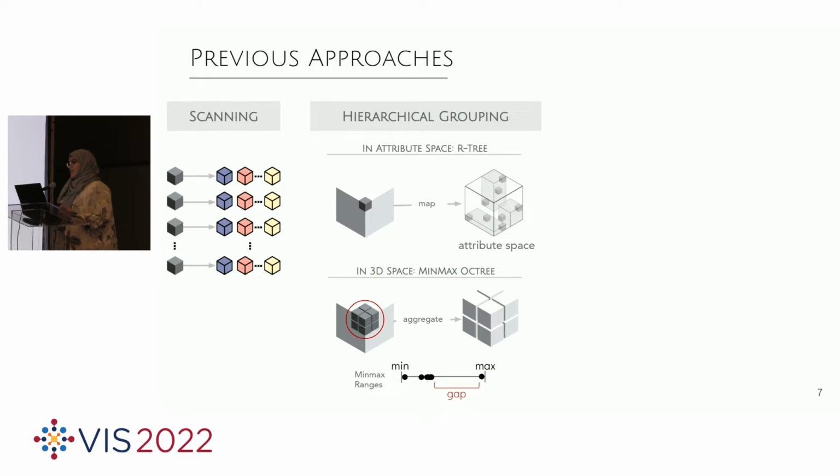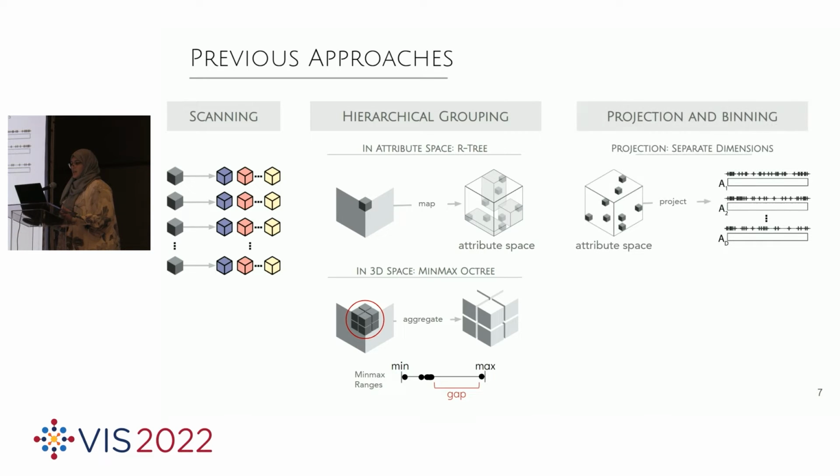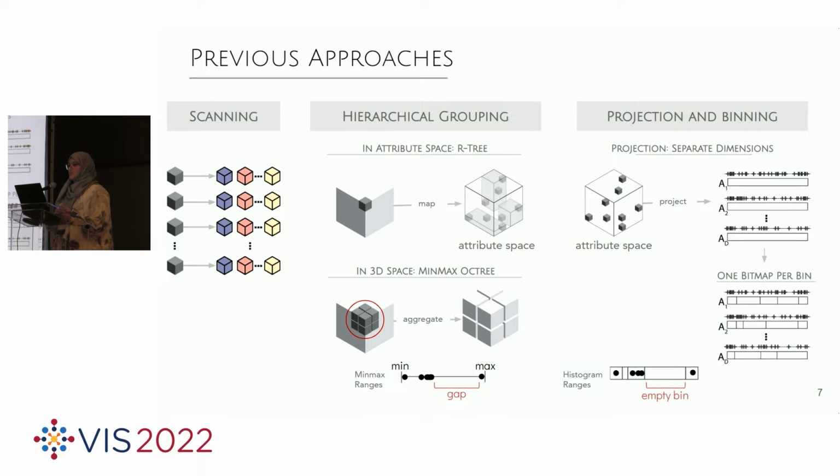There are different hierarchical grouping methods that can be used, such as R-tree in the attribute space and min-max octree in the 3D space. However, the R-tree cannot access a subset of the attribute dimension, and the min-max ranges are much more conservative than histogram. There are other approaches that are based on bitmaps, where essentially a 1D projection of each attribute is handled separately, and also each projection is binned.